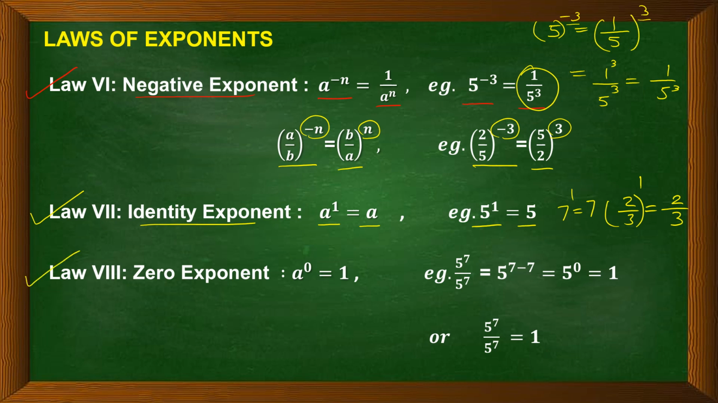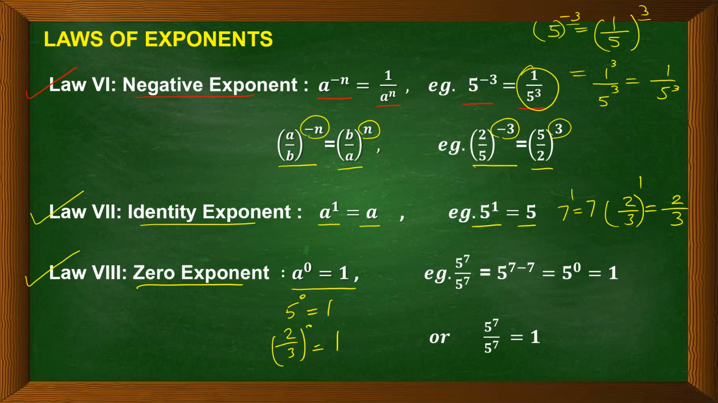Then we have the eighth law, which is the zero exponent, which says anything raised to power 0 is 1. a raised to power 0 is 1. Similarly, 5 raised to power 0 is 1. Suppose we have 2/3 raised to power 0, it is also 1.